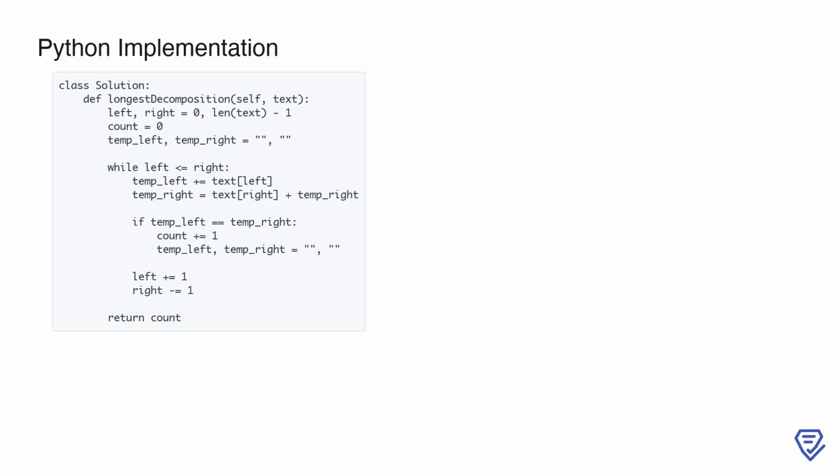If temp_left matches temp_right, it indicates that we have found a palindromic chunk. We then increment the count and reset both temp_left and temp_right to empty strings for the next potential chunk. The process continues until the left pointer surpasses the right pointer, ensuring that all characters are processed. Finally, the function returns the total count of palindromic chunks. This approach ensures efficiency by leveraging the two-pointer technique and avoids unnecessary computations. It handles edge cases like single-character strings and strings that cannot be split into smaller palindromic chunks gracefully, as the algorithm inherently accounts for these scenarios during the traversal.